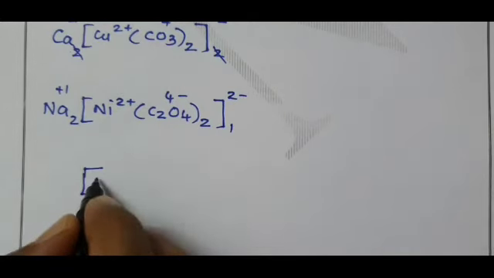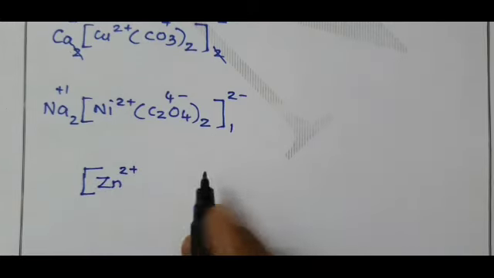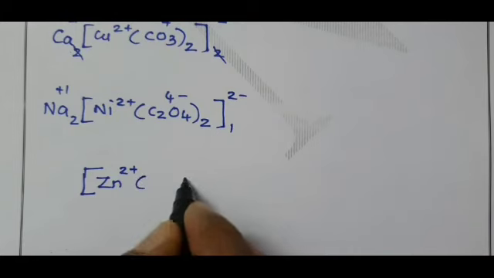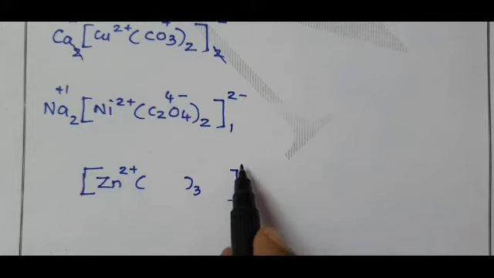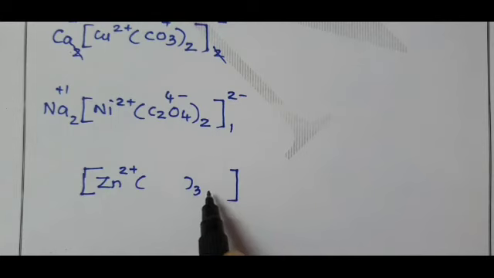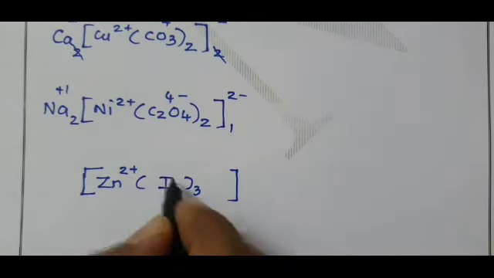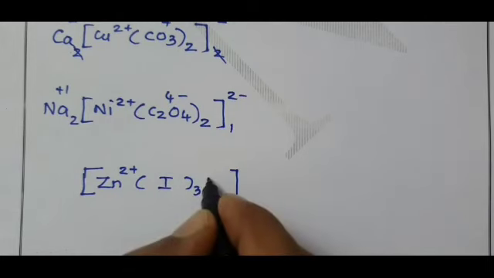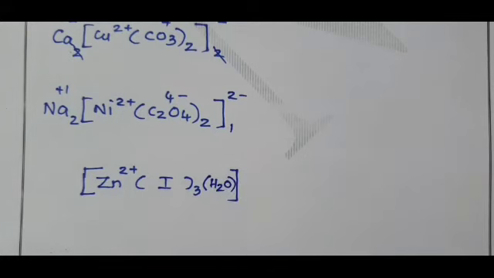Take the Zn2+ as the central metal ion, coordination number equal to 4. Coordination number 4 is now divided into 3 plus 1. If you want to get negative charge on the complexes, you should use all the ligands as negative ligands or more number of negative ligands. What is the negative ligand we are going to use? For example, I. One neutral ligand you can use, H2O. Total coordination number equal to 4. 3 plus 1 equal to 4.